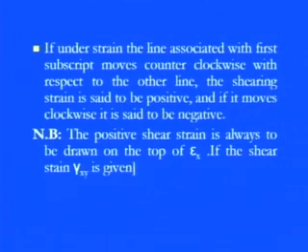If under strain the line associated with the shear strain, the first subscript, moves counterclockwise, that is, counterclockwise with respect to the other line, the shearing strain is said to be positive. That means as we said, gamma xy is moving towards the x direction. So if the line associated with the strain moves in the anti-clockwise, that is, the counterclockwise direction, we always take the shear strain, the deformation due to the shear stress, to be positive, and if it moves towards the clockwise direction, then it is taken as negative.